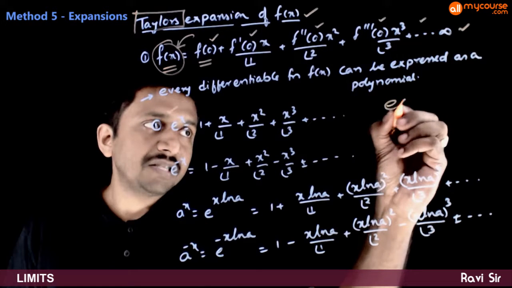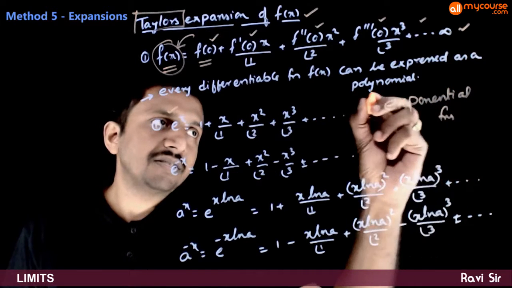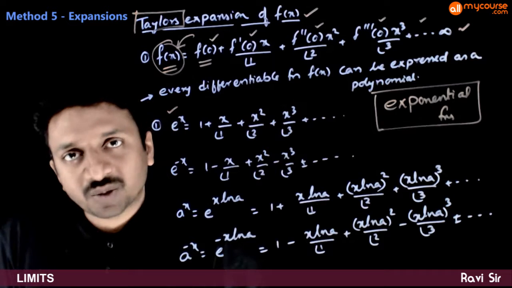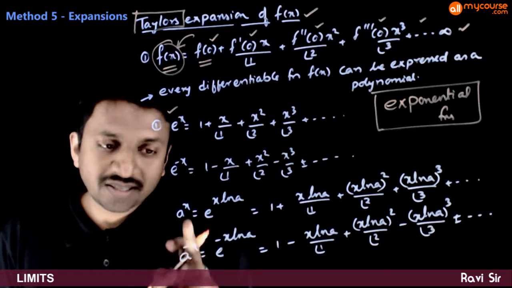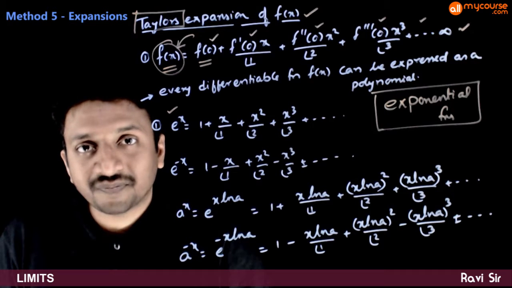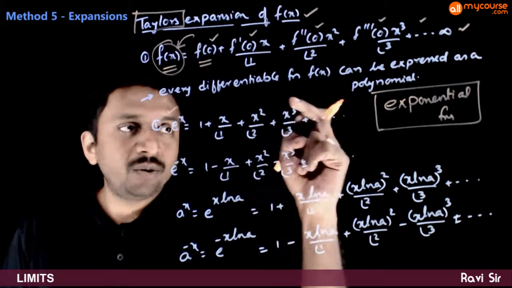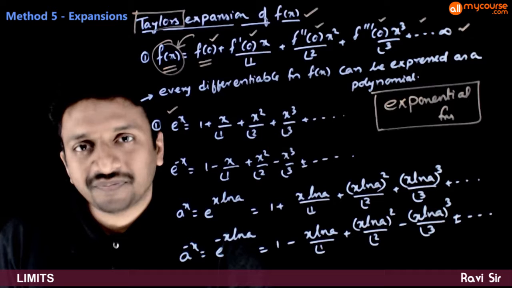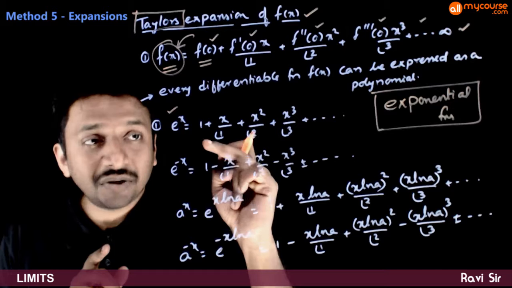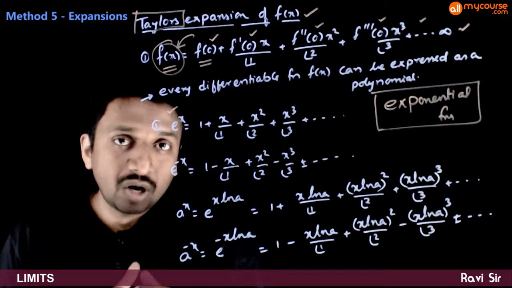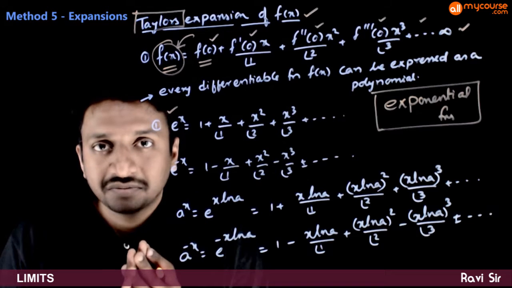The first type of function that we are going to look at is exponential functions. There are 4 types of expansions here: e to the x, e to the power minus x, a to the power x, a to the power minus x. So, e to the power x is 1 plus x by 1 factorial plus x square by 2 factorial plus x cube by 3 factorial, and so on. I would very much encourage you to use this formula and see that you are getting this expansion. It's not very difficult. You just need to know the differentiation of e power x.